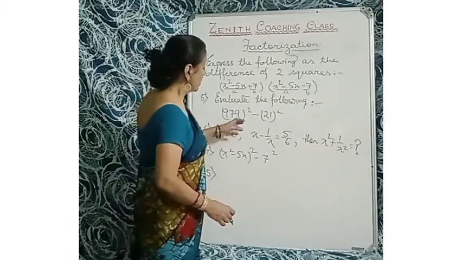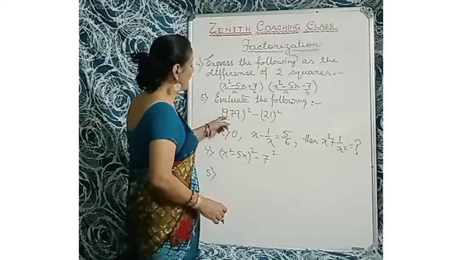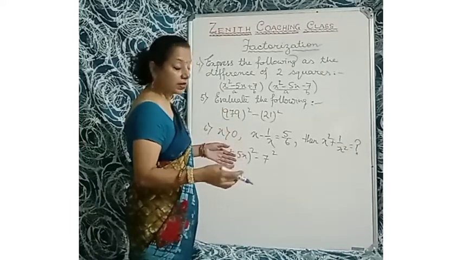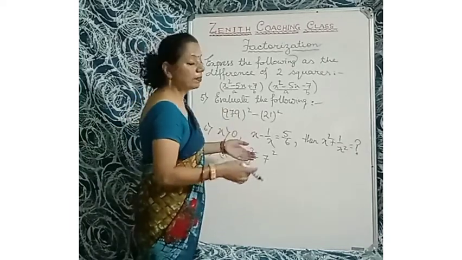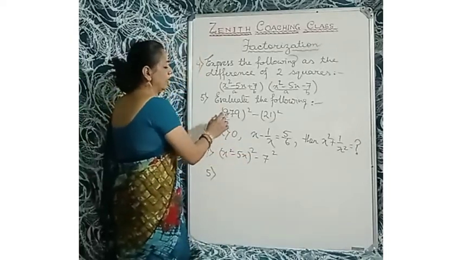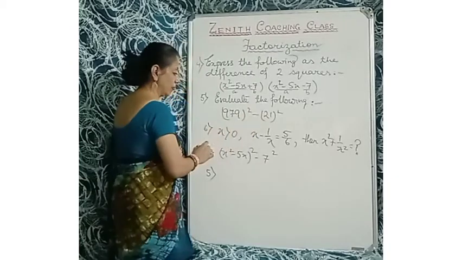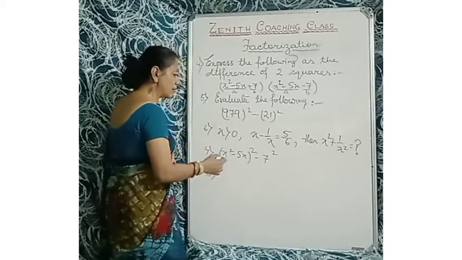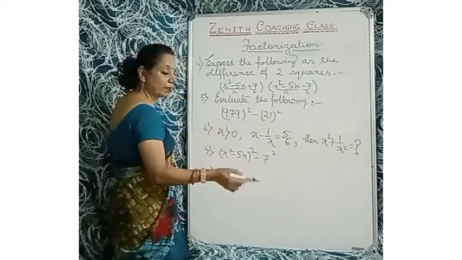So children, you don't have to do 979 square, that is 979 multiplied by 979, or 21 multiplied by 21. Don't do this. It is a very easy sum. It is a square minus b square, that means a plus b multiplied by a minus b.